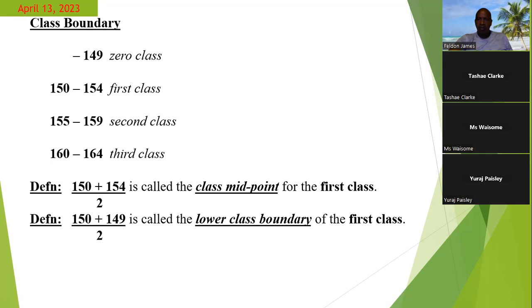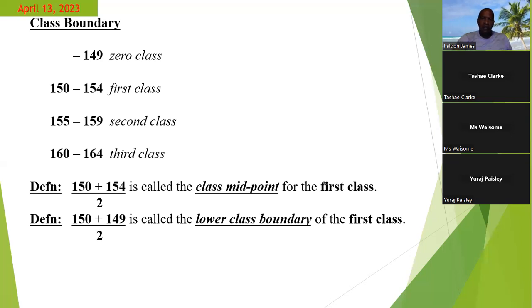If you're dividing the 1 by 2, what do you get? 0.5. Right. All right.